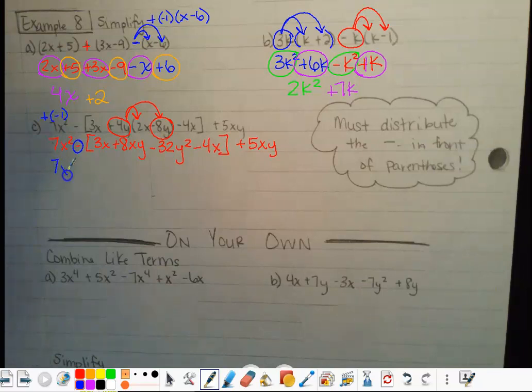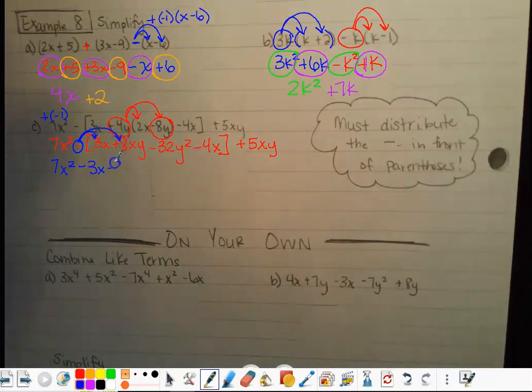So we're going to have 7x squared. It hasn't changed. A negative times a positive is going to give us a negative 3x. A negative times a positive 8xy is going to give us a negative 8xy. A negative times a negative 32y is going to give us a positive 32y squared. And a negative times a negative 4x is going to give us a positive 4x. And then plus 5xy.